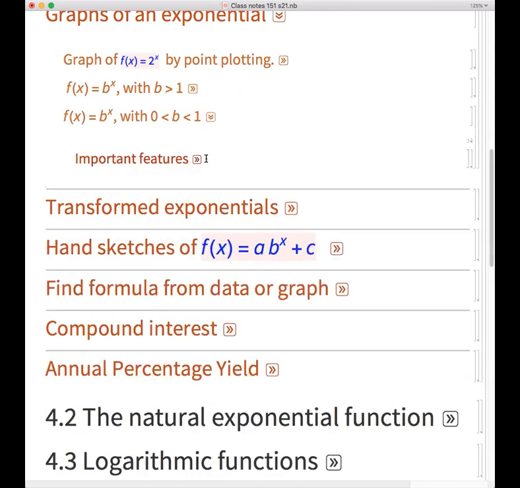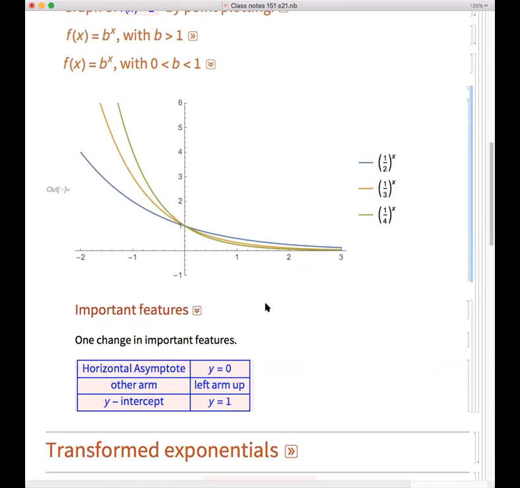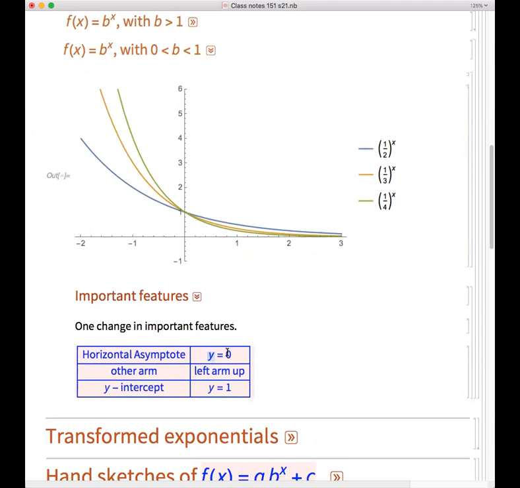Okay, and then if the base is between 0 and 1, so here's a collection with base a half, a third, and a quarter. Well, what we see this time is now it's left arm up for the graph. As we move left to right, the graph is falling. Okay, so we have a little bit of a swap here. We still have the y equals 0 is the horizontal asymptote, but now that's taking place on the right side of the graph. And the other side of the graph is now left arm up. And once again, any non-zero raised to 0 equals 1. So the y-intercepts for all of these graphs are 1.